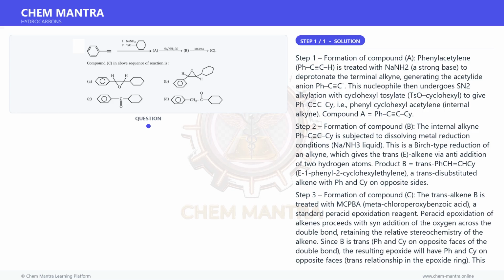Phenylacetylene, PhC≡CH, is treated with NaH2, a strong base, to deprotonate the terminal alkyne, generating the acetylide anion PhC≡C⁻. This nucleophile then undergoes SN2 alkylation with cyclohexyl tosylate, TsO-cyclohexyl, to give PhC≡C-Cy, i.e., phenyl cyclohexyl acetylene, an internal alkyne. Compound A is PhC≡C-Cy.